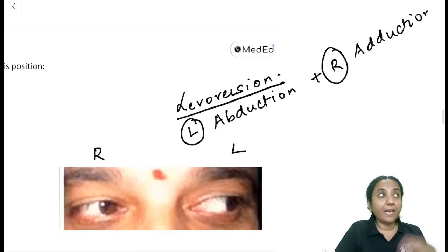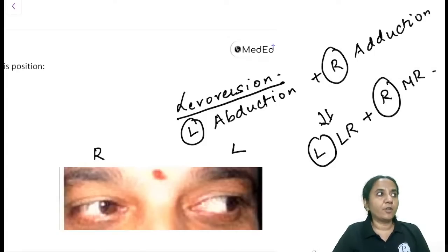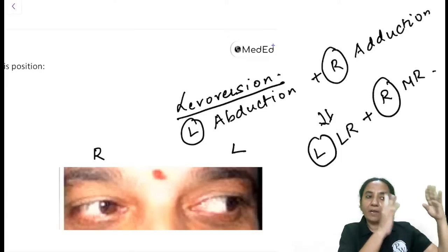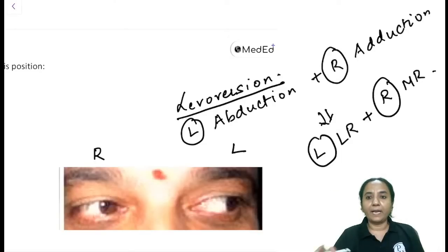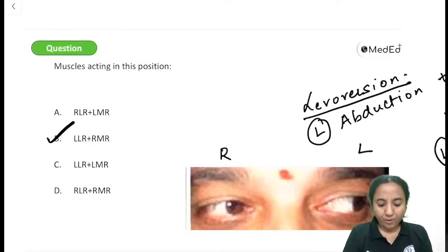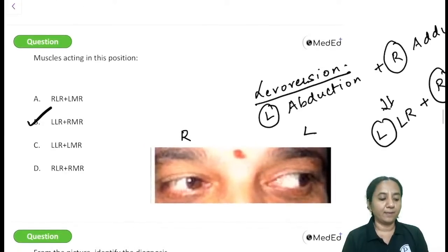So if the left eye abducts, which is the muscle? That means the left eye lateral rectus, and the right eye adduction means right eye medial rectus. So levoversion means left eye abduction, right eye adduction. So left eye lateral rectus, right eye medial rectus. These are the yoke muscles. So left eye lateral rectus, right eye medial rectus. So this set of muscles which are working in this conjugate movement, these are our yoke muscles.